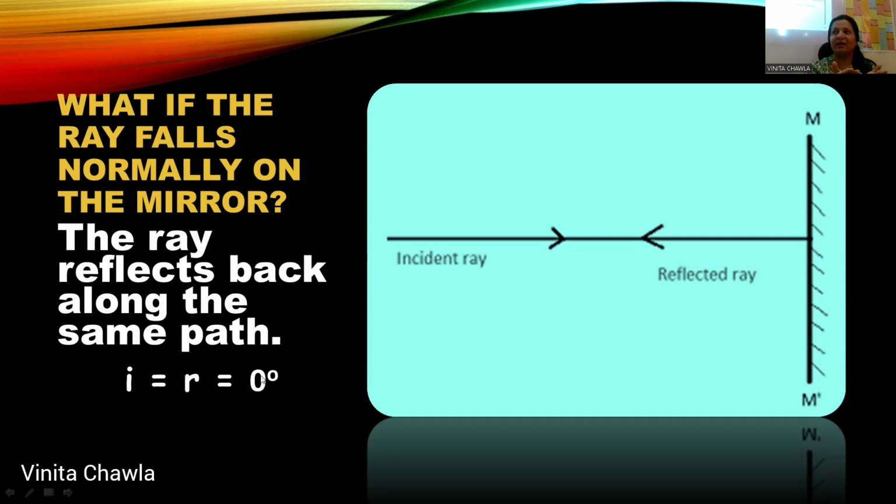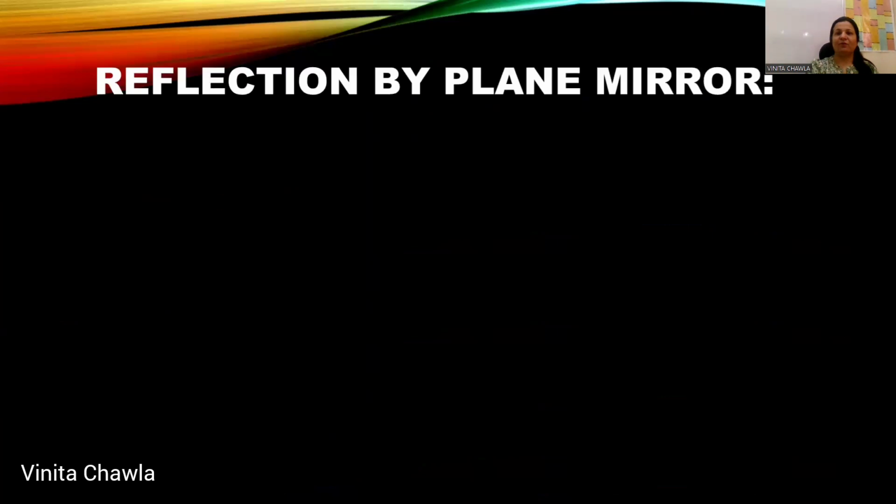Normal is the imaginary line, which does not actually exist. But we consider normal, right? We draw it because we need to find the angle of incidence and angle of reflection. How will we find the angles? Therefore, we draw the normal. Reflection by plane mirror, we'll start in the next class.